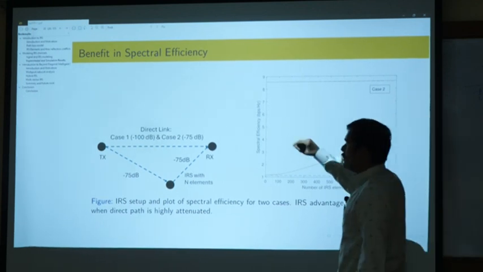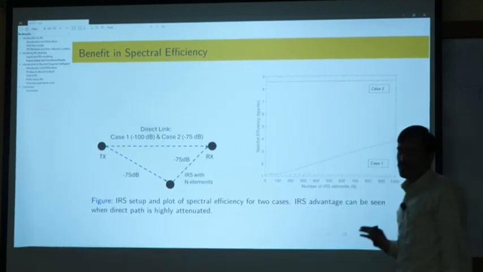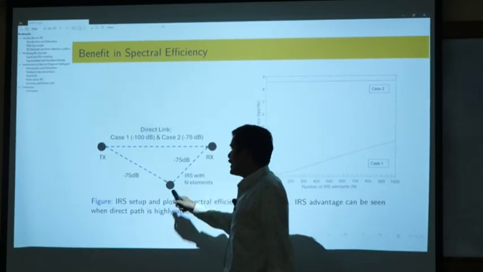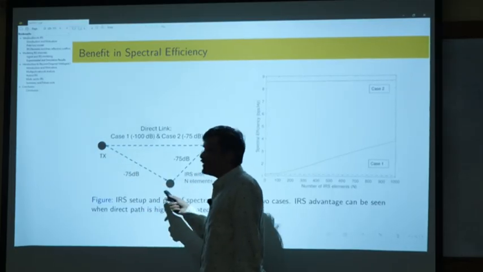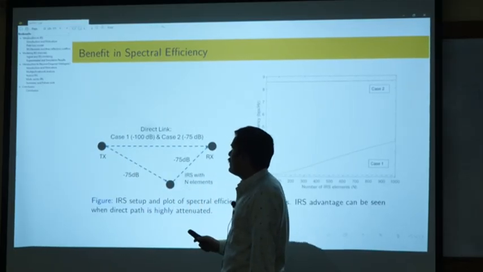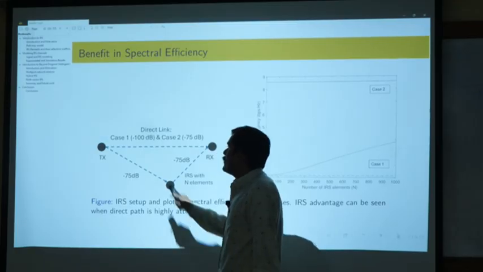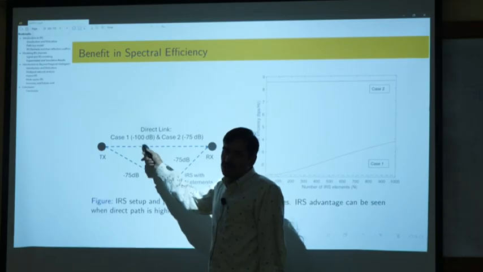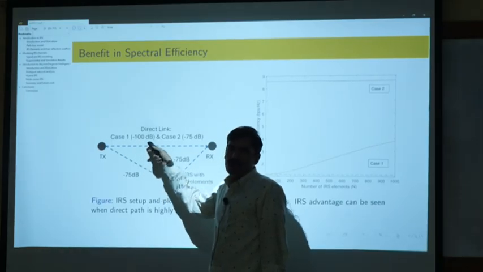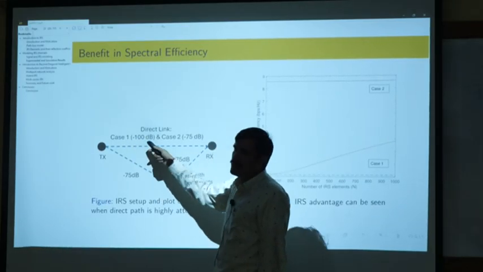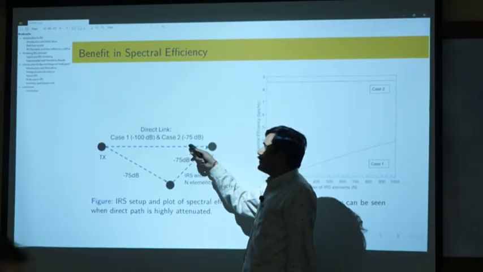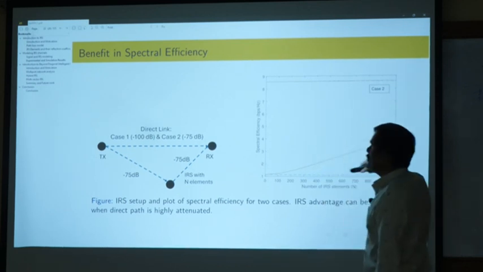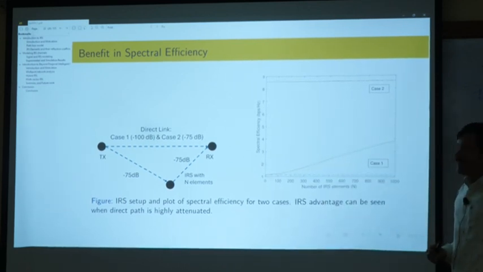This slide shows the benefit when the direct path is not available. We have one transmitter, one receiver and one IRS. This path is minus 75 dB, this path is minus 75 dB, and we have two cases. The first case is when the direct path is not available, meaning there is a blockage. Blockage causes more loss in dB, so this path is minus 100 dB, and when there is a direct path available, it will be minus 75 dB. So these two cases, with and without IRS, we have seen here.